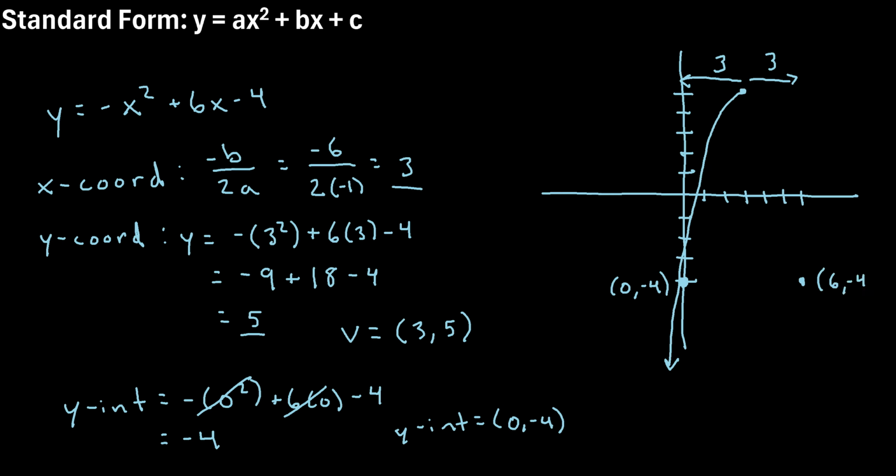Since this value needs to be symmetrical about the vertex, we can then draw this right-hand side of the parabola as well. So that is how we can graph this parabola using only this equation in standard form.